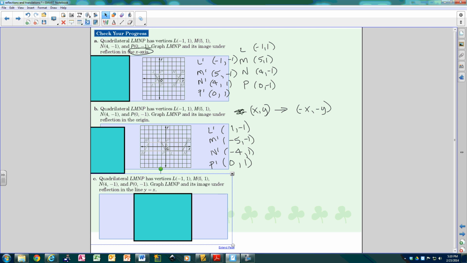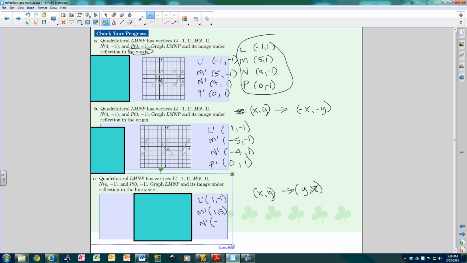All right, and now the next one. When you reflect over the line y equals x, remember everything changes places. So your x and your y will become, just make them y, x. So all of these numbers will just trade places. So my L prime would be 1, -1. My M prime would be 1, 5. My N prime would be -1, 4.